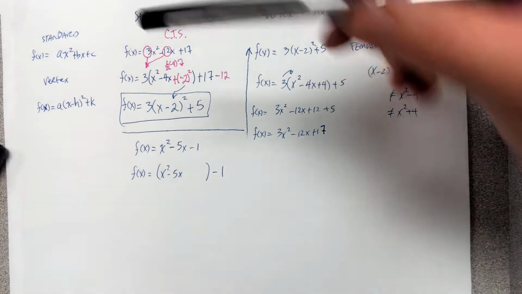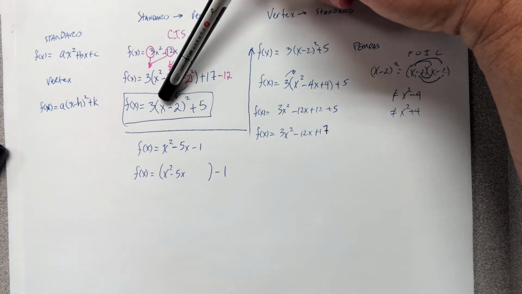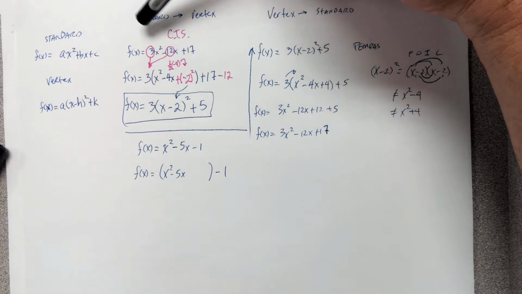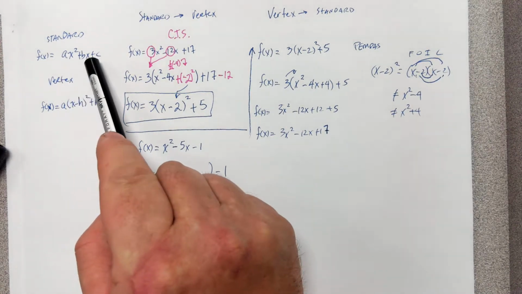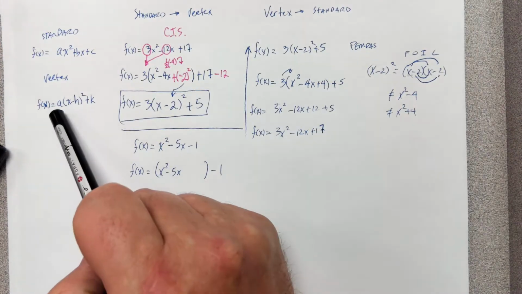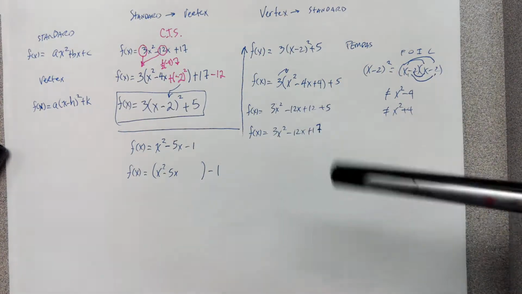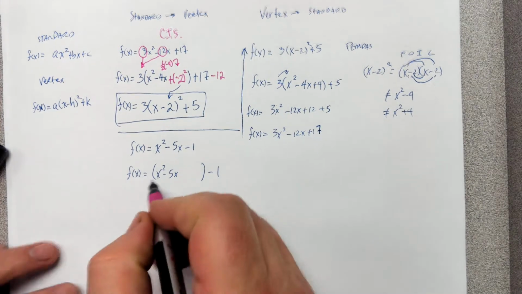Do you see how a was 3 in standard form and a was also 3 in vertex form? That's very important. If these end up being different, then you did it wrong. In the generic standard form and generic vertex form, a is the only letter that's the same. These numbers have to be the same or you messed up. So this one, a is 1, so life's easy.